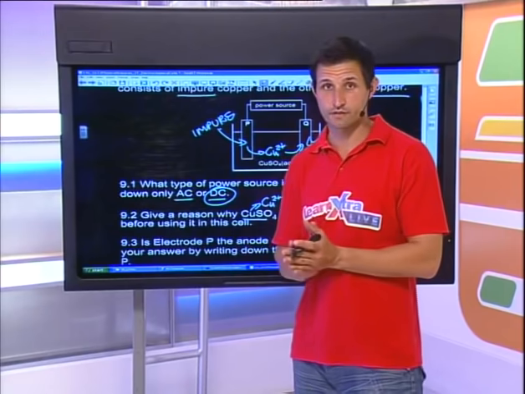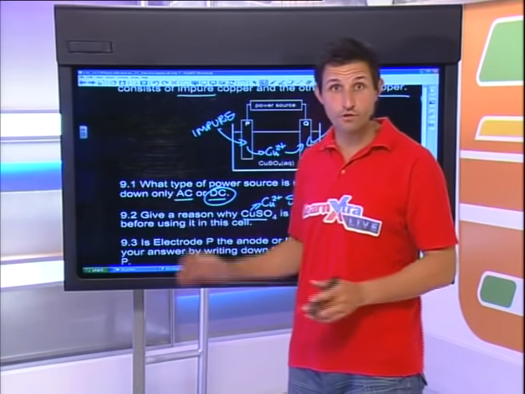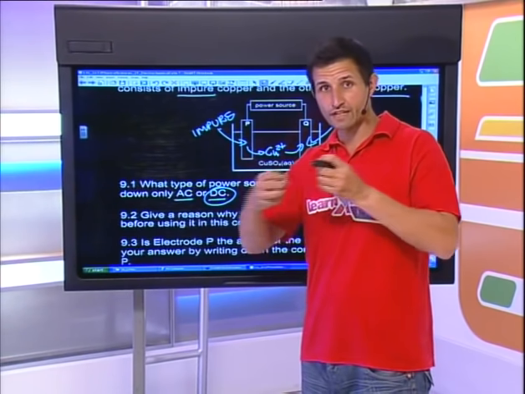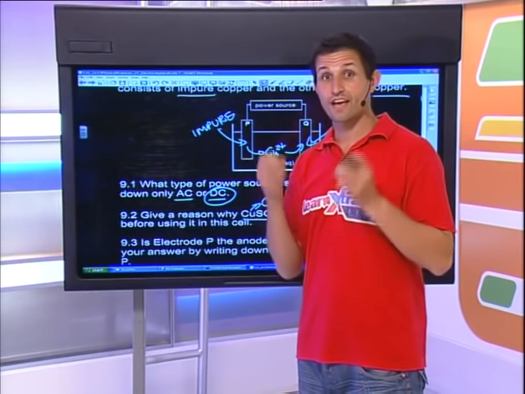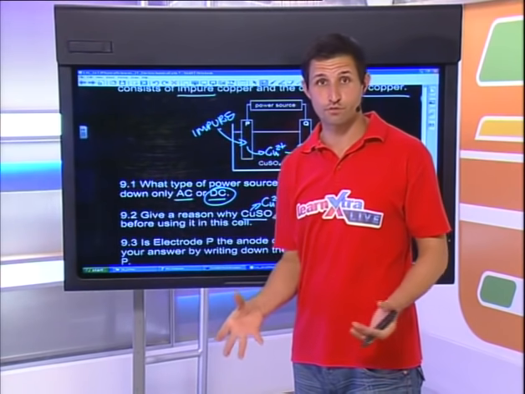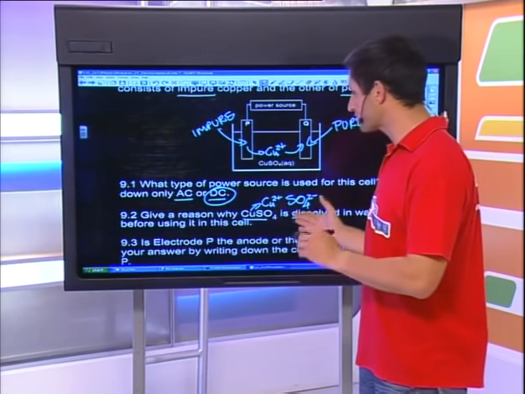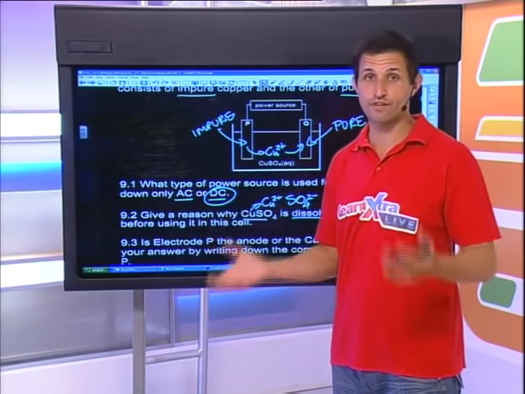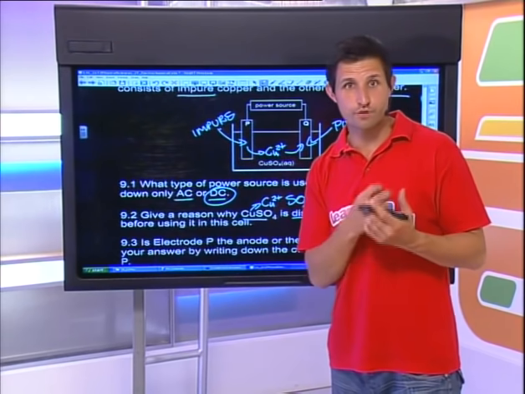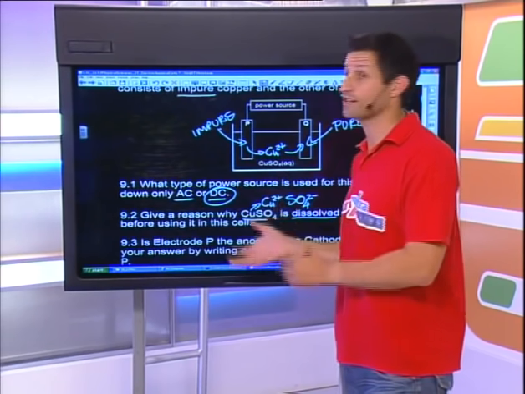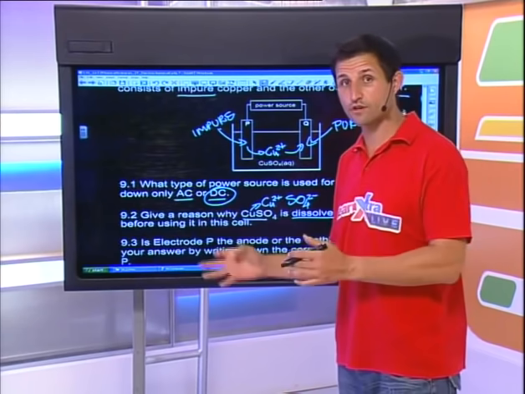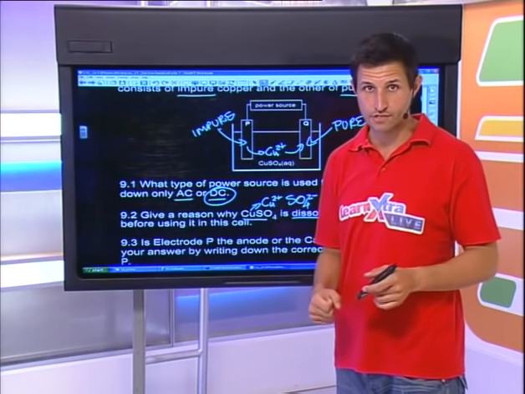Now, here's the reason. The reason I need to dissolve them is because when you dissolve ions, you pull them apart. And more than that, you allow them to move. So when I dissolve CuSO4 in this solution, I allow those ions to move and do their job. I need to be able to move the copper somehow. And that's why I need dissolved ions. Dissolved ions can move and conduct electricity.